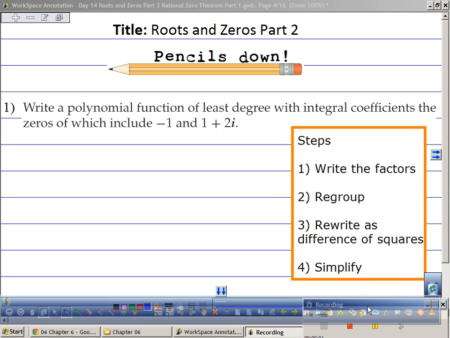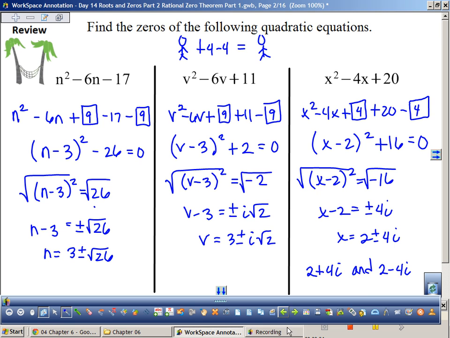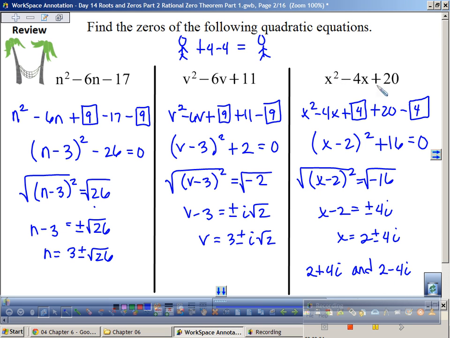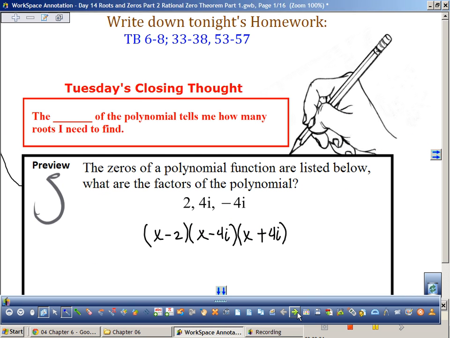About roots and zeros, part 2. Just like we did in completing the square a minute ago, our warm-up activity, we got 2 plus 4i and 2 minus 4i. Those are roots to that quadratic equation. Correct? All right, so let's do that in reverse.